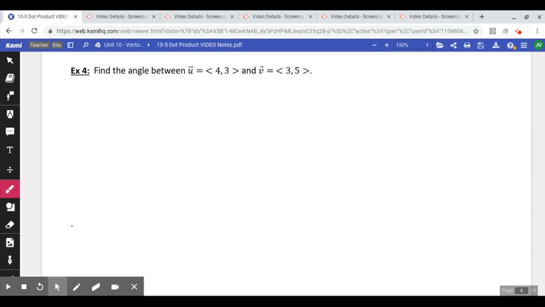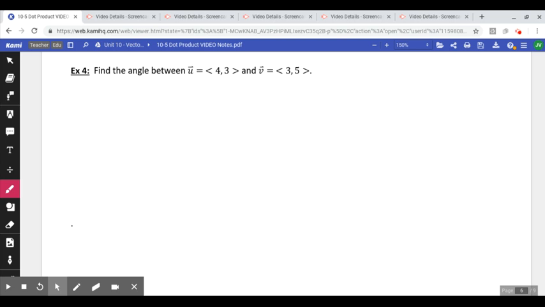In example 4, we want to find the angle between vector u and vector v. Previously, if you looked at the other example videos, you would have learned to do the dot product between these two. And if that dot product is 0, then those vectors are perpendicular, so the angle between them would be 90 degrees. If the dot product is not 0, then the vectors wouldn't be perpendicular.